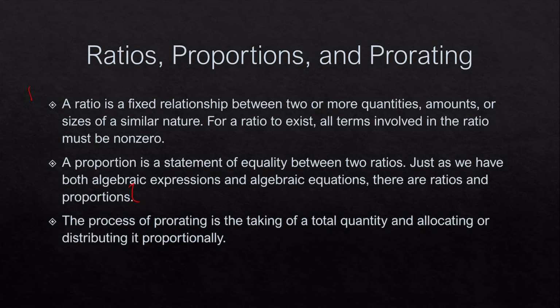A proportion is a statement of equality between two ratios, just as we have both an algebraic expression and an algebraic equation. So these are ratios and proportions. The process of prorating is the taking of a total quantity and allocating or distributing it proportionately.